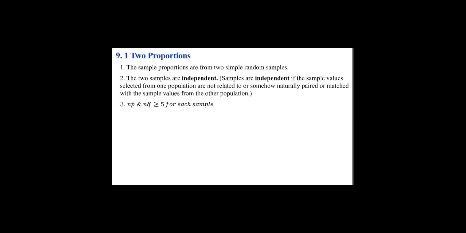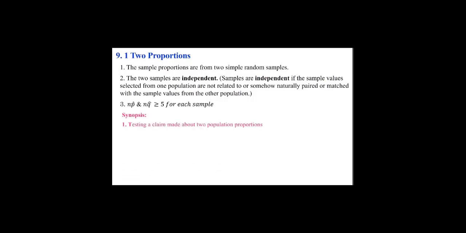SRS samples are independent if the sample values selected from one population are not related to or somehow naturally paired or matched with the sample values from other populations. We discuss the matched pairs with more details later. And again, remember np and nq must be large. Now in this case, n p hat and n q hat must be large.